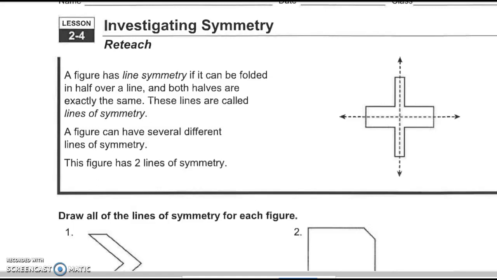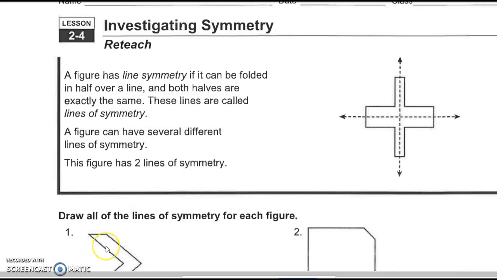So line symmetry: a figure has line symmetry if it can be folded in half over a line and both halves are exactly the same. Notice how on that figure on the right, each of those dotted lines, if you cut that figure out and folded it on that dotted line, it would fit exactly on the other side, right? That's nothing new. You've seen that before, correct? So how many lines of symmetry would we say this figure has? 2. Okay.